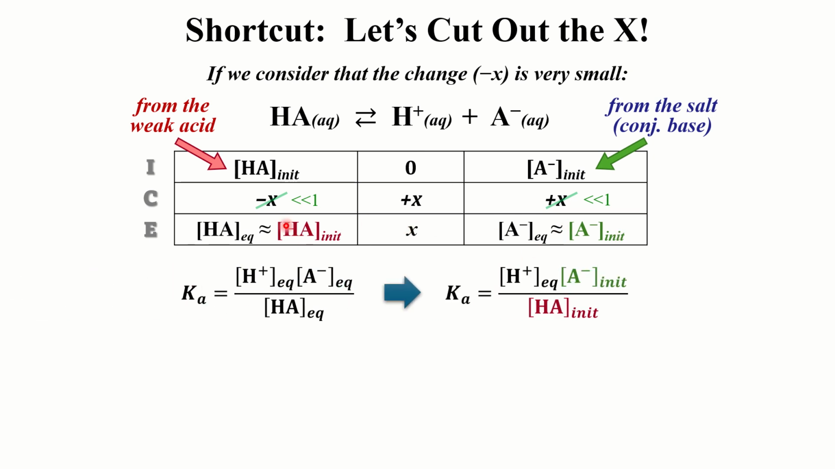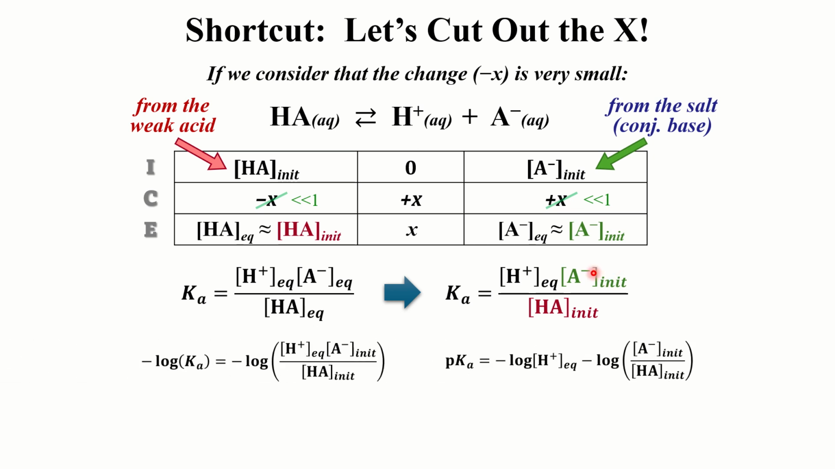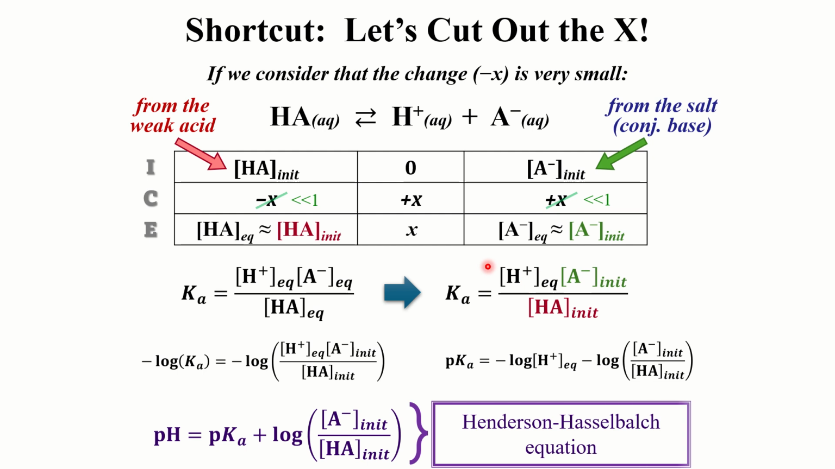What we can do then is take the initial concentration of HA and the initial concentration of A minus and plug that into our equilibrium constant expression. Then we're taking a few algebraic steps here. First, going from this step to this step right here, we're taking the negative log of both sides. So I'm taking the negative log of the left side, giving me negative log Ka, and I'm taking the negative log of the right side, giving me negative log of H plus times A minus divided by HA. Here we're making a substitution. The negative log of Ka is called the pKa.